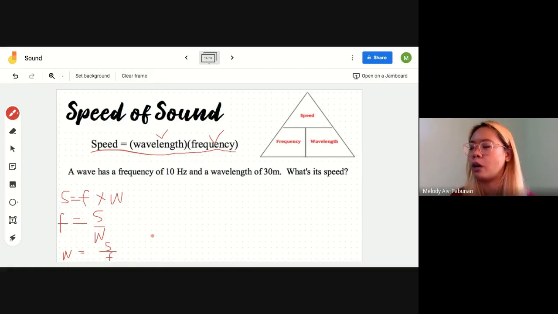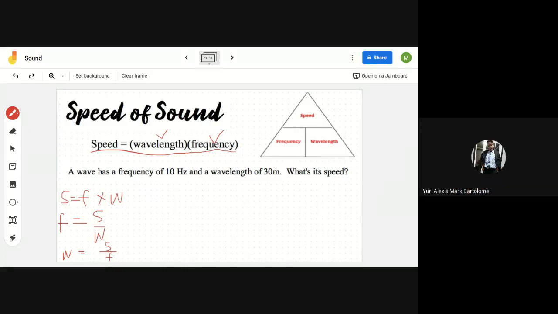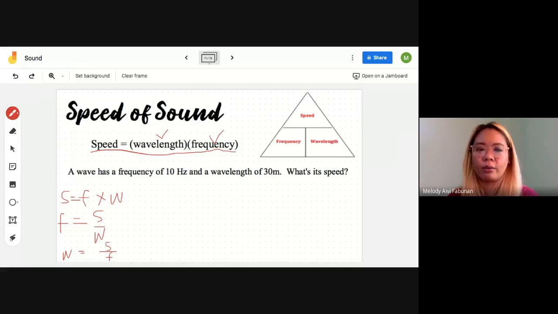So paki-take note po itong equations na to in your notebooks. If it will be easier for you to just use the triangle, then that's fine. Pero kung mahihirapan kayo, please copy the equation here. Speed, ang unit niya is meter. Wait lang. Papakopya po muna. Kopya muna ng mga equations na yan.